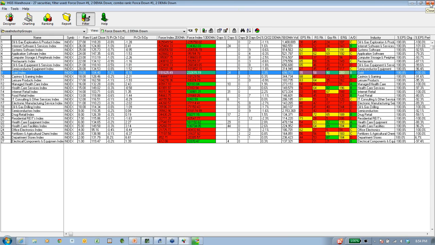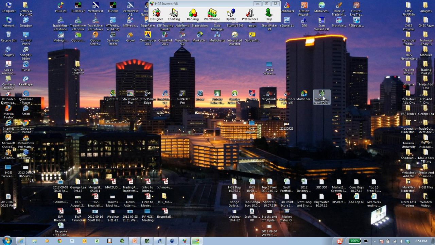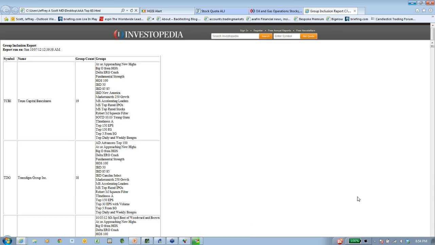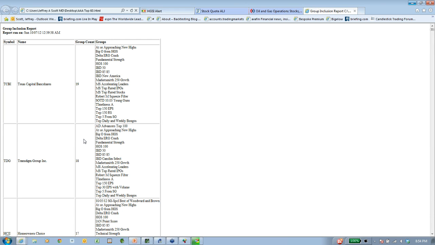One of the things that I do is a group inclusion report, and I've probably got about 10 more minutes, and I think my dog's going to need to go for a walk. When I do a group inclusion report, I try to find what stocks seem to be making it into most of the positive groups, and this is where some of the strength was. I'm going to look at the best of these in just a couple seconds.